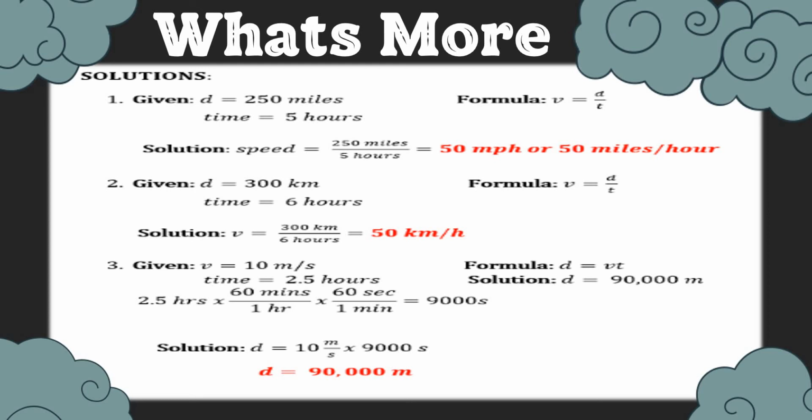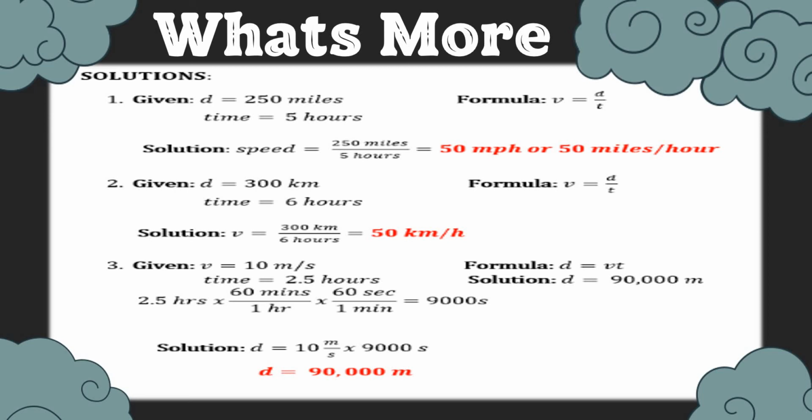How do we do that? So we have d equals 10 meters per second times 9,000 seconds. So we arrive with the distance 90,000 meters. Very good. So you can follow with our discussion.